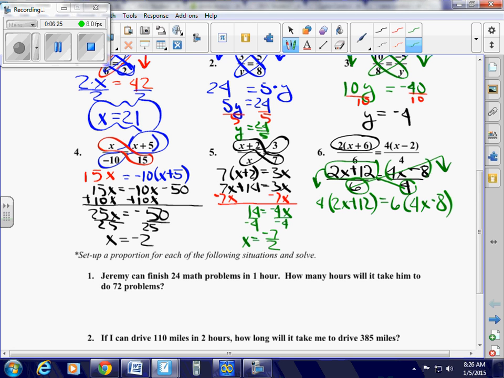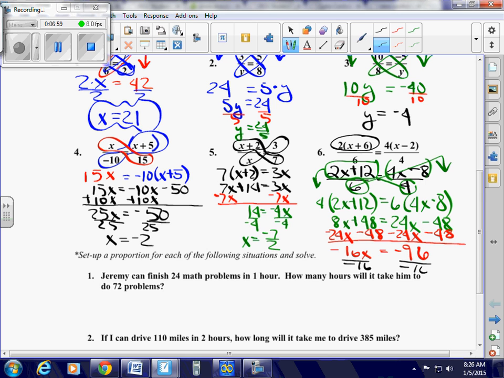Use the distributive property. 4 times 2x is 8x, plus 4 times 12 is 48, equals 6 times 4x is 24x. 6 times 8 is 48, so minus 48. All right, so get your x's together. Minus 24x on both sides. Negative 16x. Let's go ahead and subtract the 48. Equals negative 96. Dividing both sides by negative 16. We get x is equal to 6.